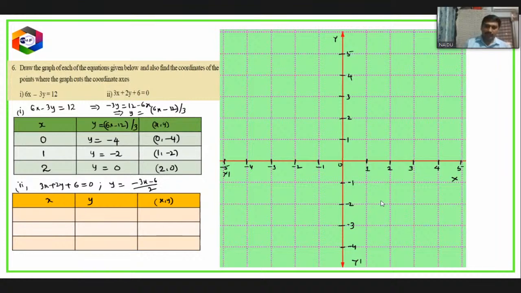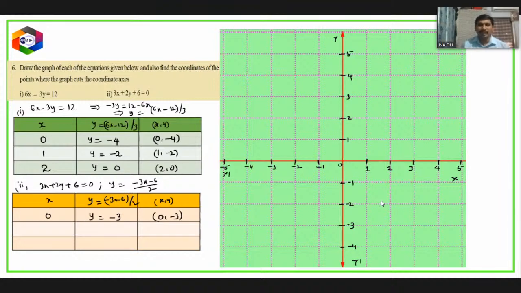Now again, like the previous one, I am taking x value 0. So y is equal to minus 3x minus 6 whole divided by 2. I think it is clear to you. So I want y, so I am transposing these two to the right hand side, minus 3x minus 6 whole divided by 2. Upon taking x value 0, minus 3 into 0 is 0. So 0 minus 6 is minus 6. So y is equal to minus 6 by 2, which is minus 3. So the point is 0 comma minus 3. And for the x value this time, if you take 1, minus 3 minus 6 is minus 9.